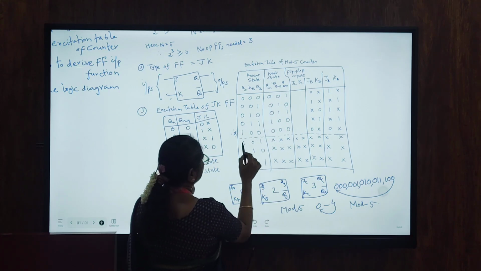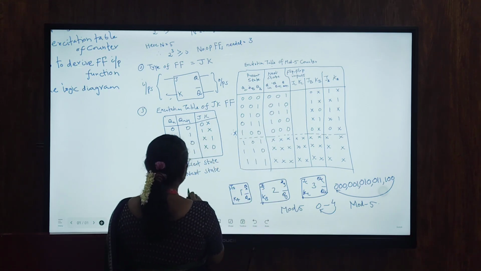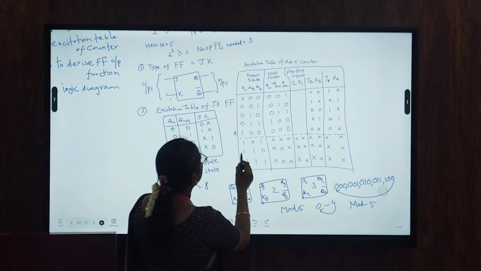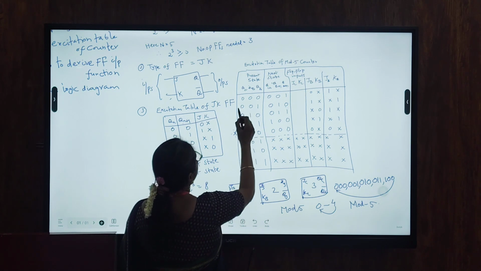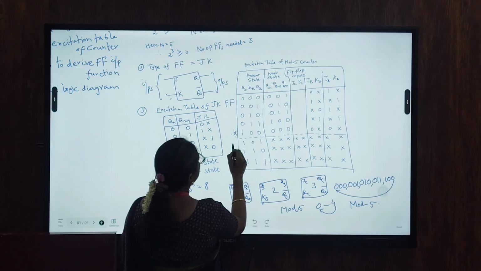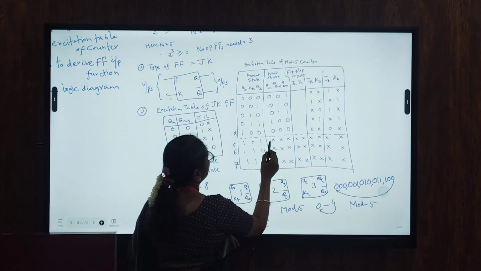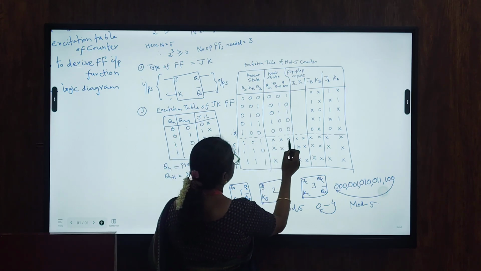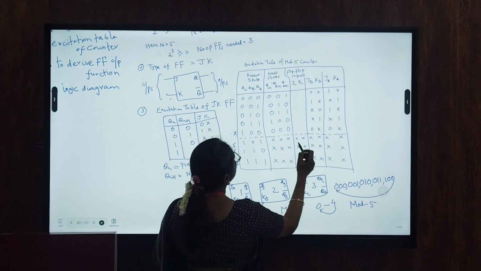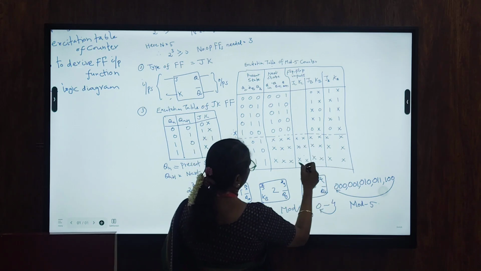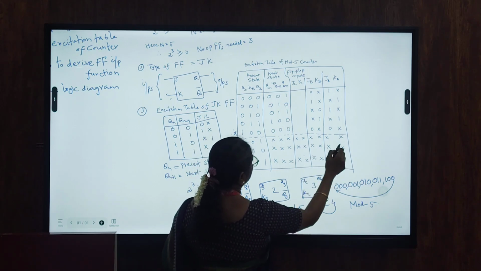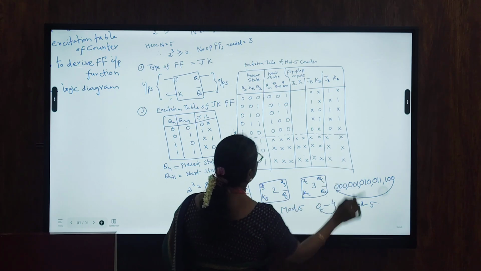Then, it is a 3-bit counter. So in a 3-bit counter we know that 2 power 3, that is 8 states, will be there. This is 0, 1, 2, 3, 4. This one is 5, 6 and 7. So these 3 are not required in our design. So we can mark the next state outputs as all don't care. Similarly the flip-flop inputs are also don't care. So we can finish this off first.